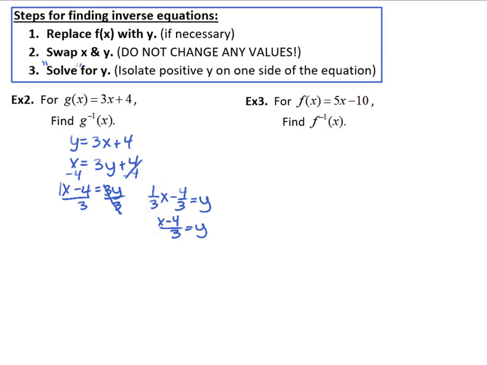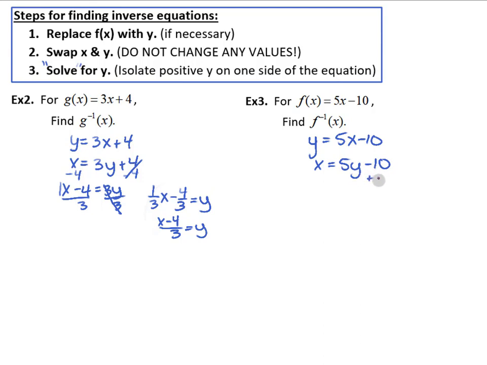Okay, let's try our next example. For f of x equals 5x minus 10, find f inverse of x. So once again, step 1, replace f of x with y. Step 2, swap x and y. Step 3 is we need to get this y by itself.